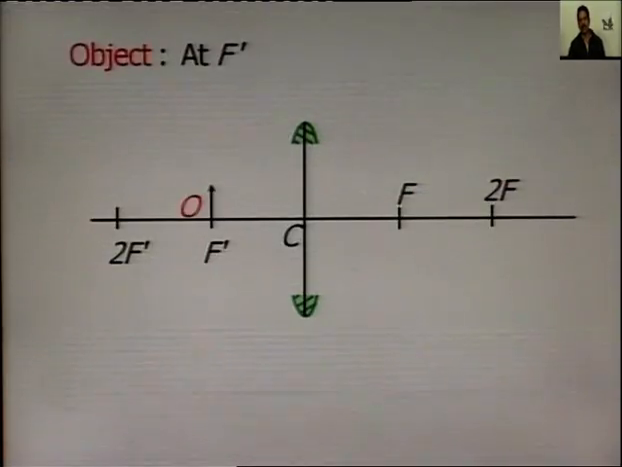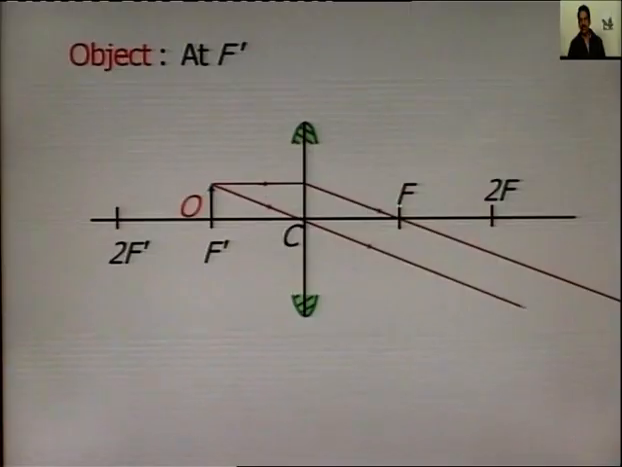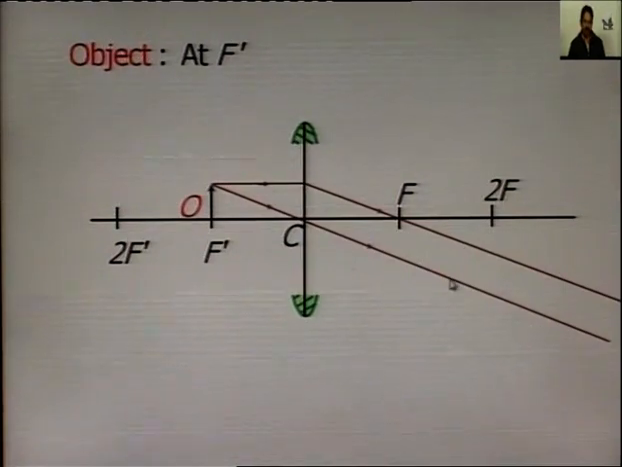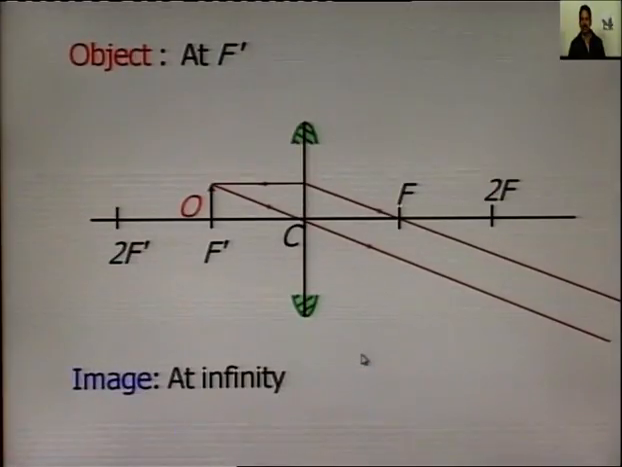Next situation is when the object is exactly at the focal point of the lens. So, again we take these two rays, one parallel to the principal axis, passing through the focal point after refraction, and the other one passing through the optical center. And as you can clearly see, these rays of light are rendered parallel to each other. So, these rays of light will meet at infinity, as parallel rays of light meet at infinity. So, the image will be formed at infinity when the object is at f.